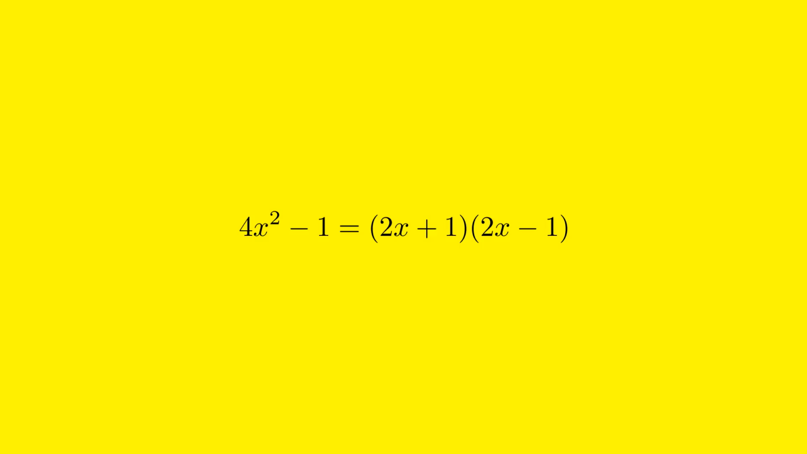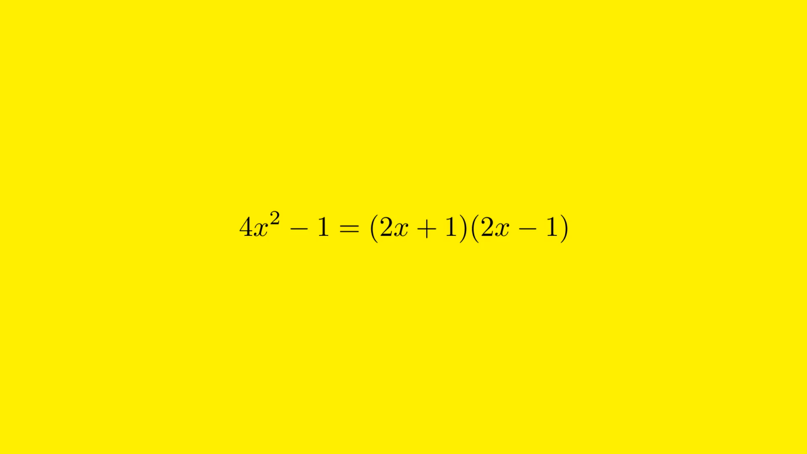We begin with the quadratic equation 4 times x squared minus 1. Let's start by factoring. Factoring is the process of breaking down an equation into simpler parts. It's especially useful in quadratic equations like this one because it could potentially simplify the equation or help us find the roots or solutions of the equation.